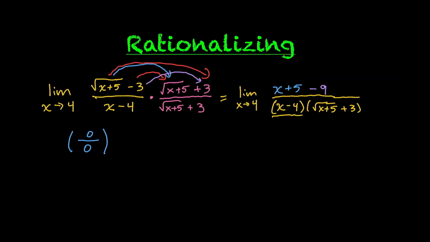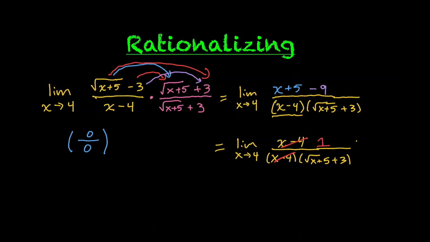And it's going to go away in just a second here if we do the limit as x goes to 4. On the top, we're going to get x plus 5 minus 9, or x minus 4. On the bottom, we'll get x minus 4 times the square root of x plus 5 plus 3. Okay. And then we can see these x minus 4s cancel. Now remember, when they cancel, it doesn't leave a 0 on the top or a blank on the top. It leaves a 1 on the top.